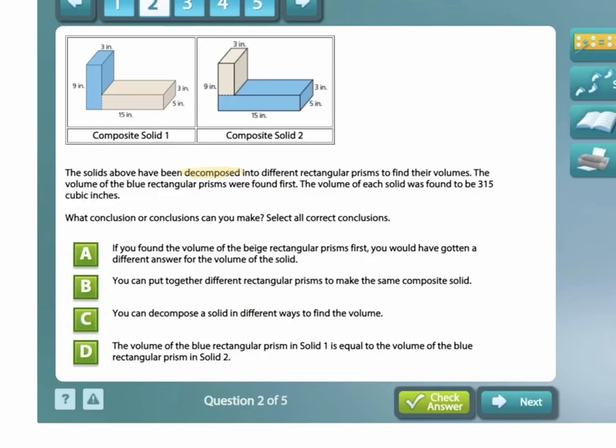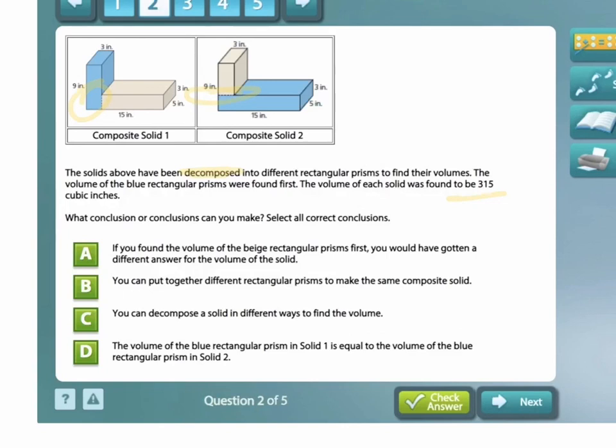Let's take a look at number 2. The solids above have been decomposed, and by that they mean broken into parts, into different rectangular prisms. One of them is cutting it this way here, and one of them is cutting it this way here. The volume for each was found to be 315 cubic inches. What conclusion can you make from this information?